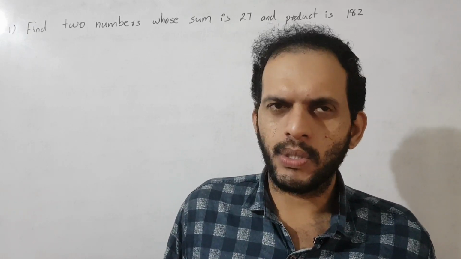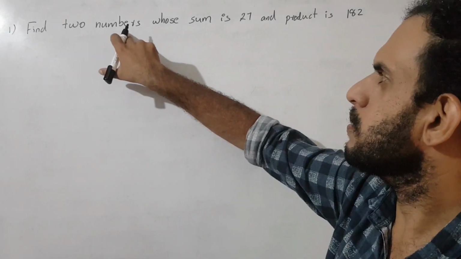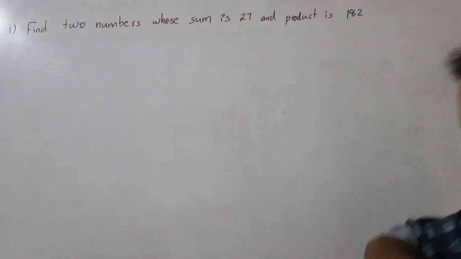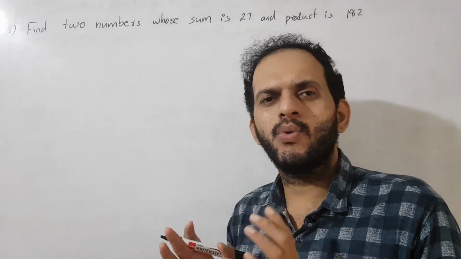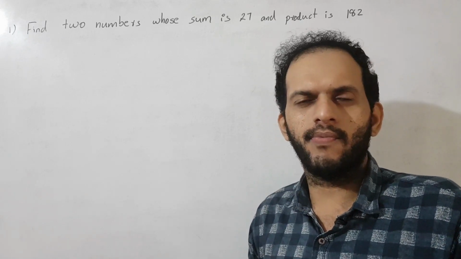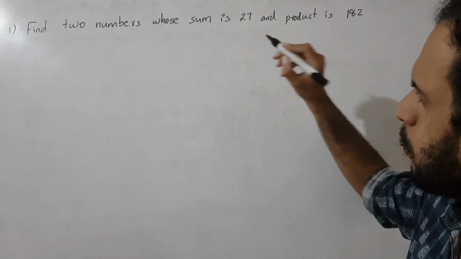So what is the question? The question is given like this: find two numbers whose sum is 27 and product is 182. Here we do not use two variables, we always use one variable, correct? We always use one variable. And now it is very clear, we already know, we learned it.